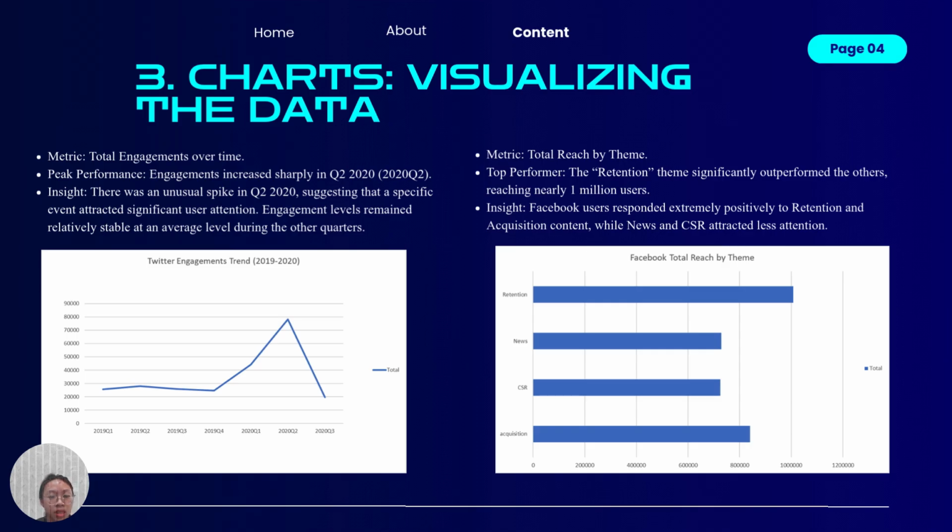The retention theme outperformed all others by a landslide, reaching nearly 1 million users. Meanwhile, categories like news, CSR, and acquisitions attracted significantly less attention. In short, Facebook users respond exceptionally well to retention-focused content, which sets a clear direction for our future strategy.